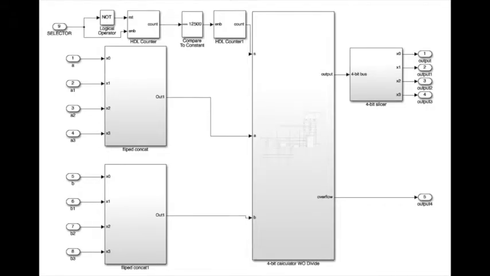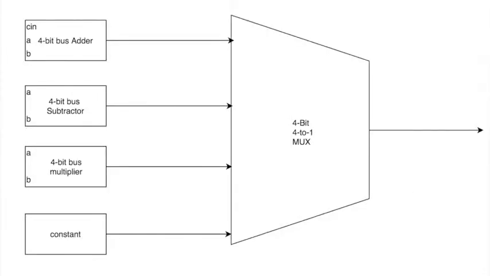This is the overall implementation of our design. The 8 inputs are mapped to the switches, the selector is mapped to the up push button, and the outputs are mapped to the LEDs. This is the principal design for a calculator. We have three operators, the adder, the subtractor, and the multiplier, as inputs to our multiplexer.